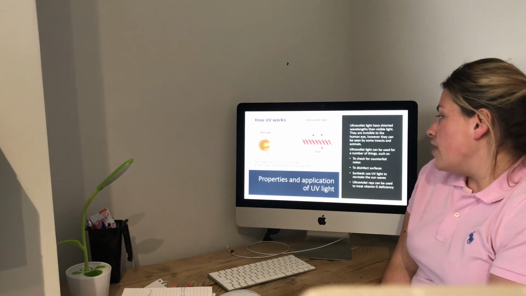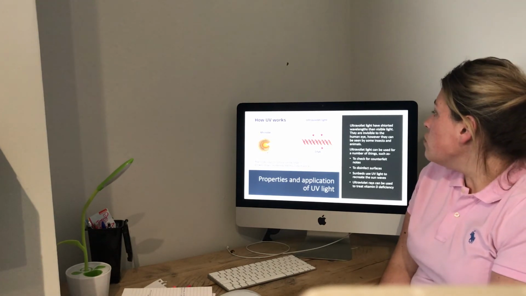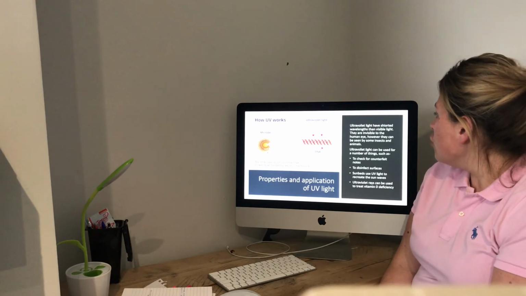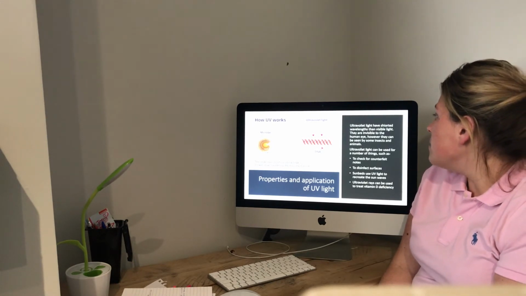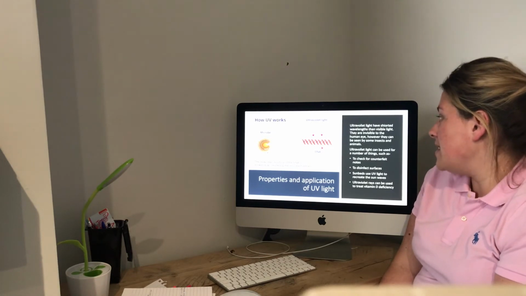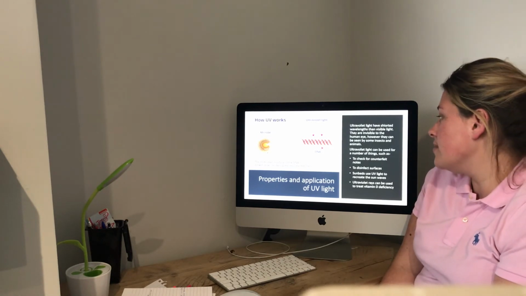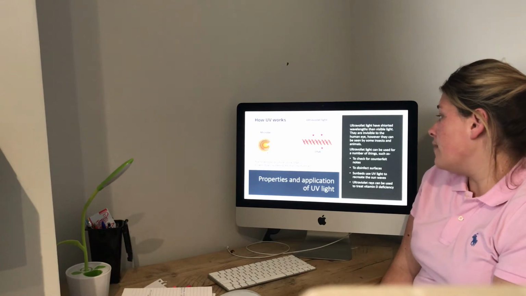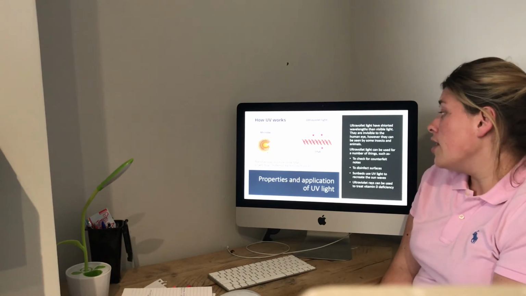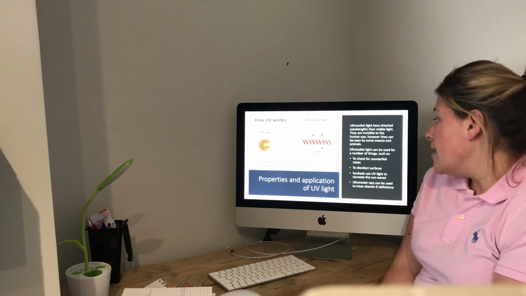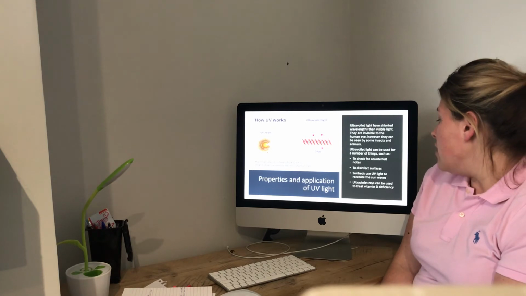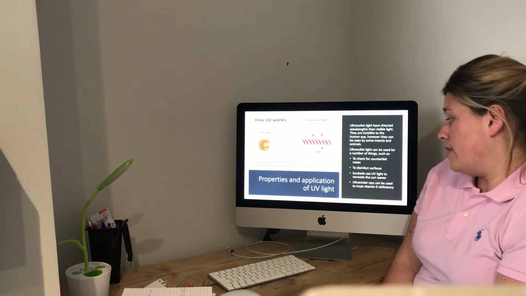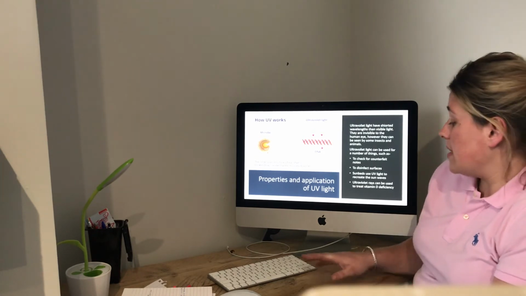Properties and application of UV light. Ultraviolet light has shorter wavelengths than visible light. They are invisible to the human eye, however they can be seen by some insects and animals. Ultraviolet light can be used for a number of things, such as checking counterfeit notes and to disinfect surfaces. They are used in sunbeds to recreate the sun's waves, and ultraviolet rays can be used to treat vitamin D deficiency.